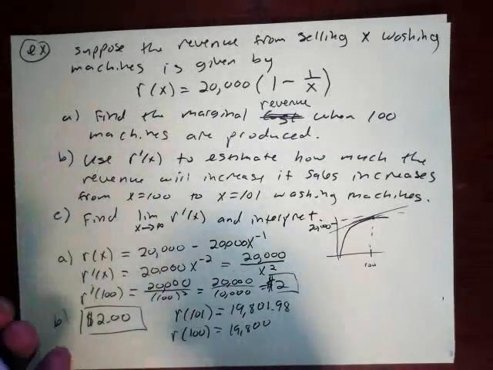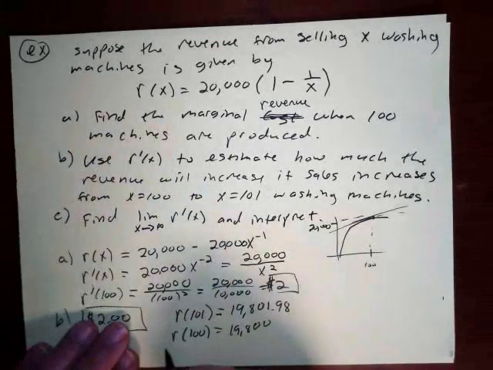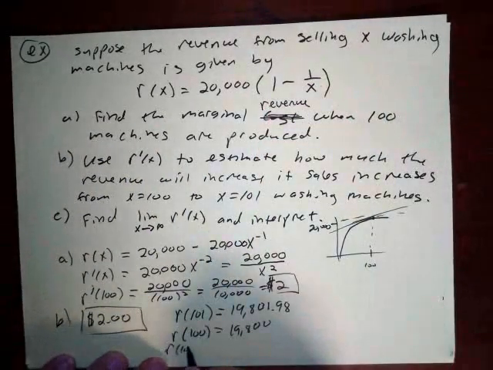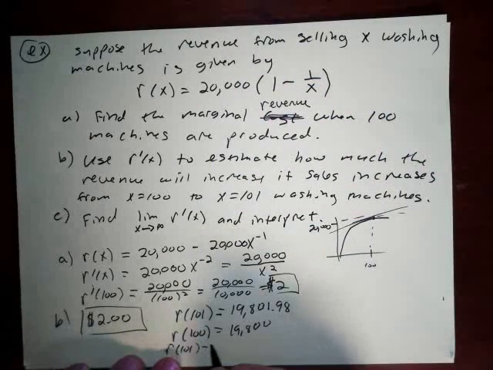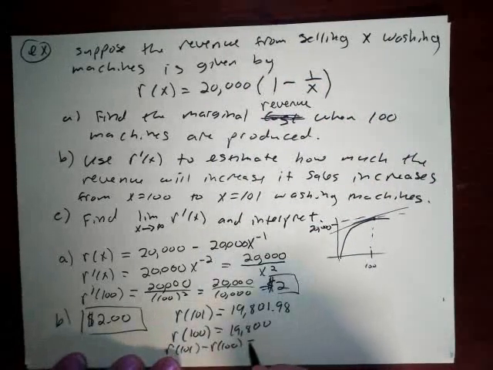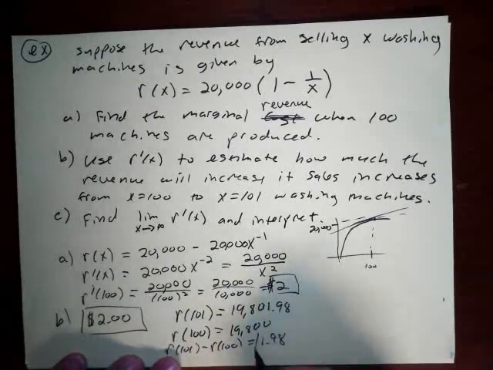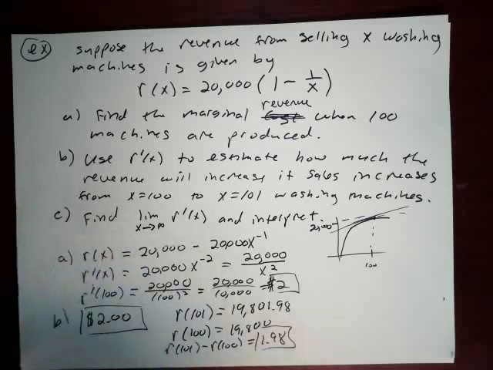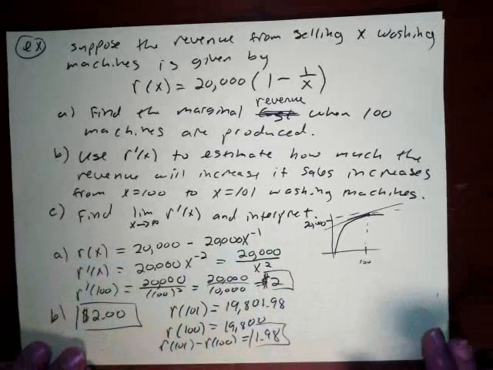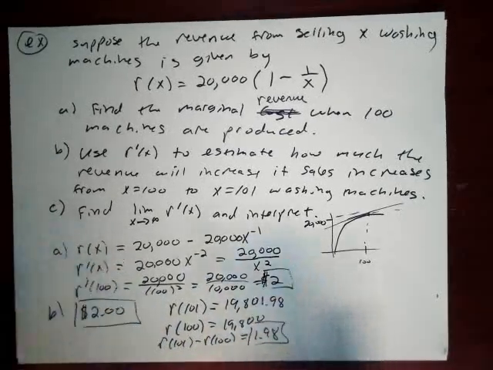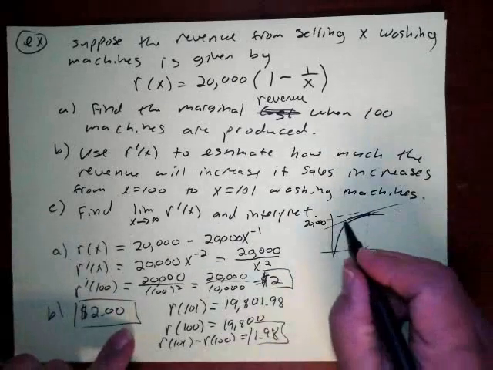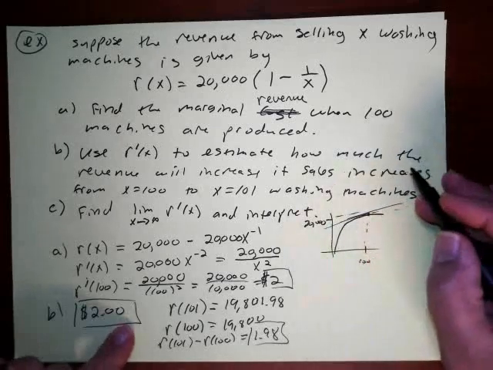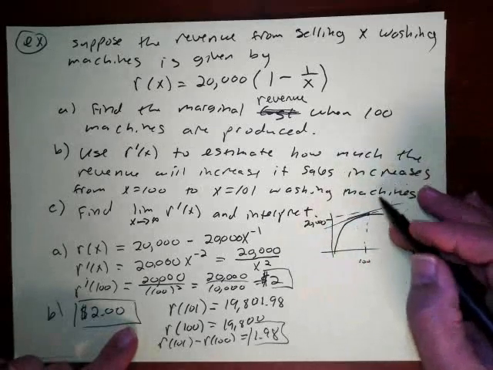19,800. And so basically, the actual amount, the difference between the two R values, so that would be like R of 101 minus R of 100, is really $1.98. So like I said, a little bit less than $2. So in other words, the marginal rate is a very, very good approximation. Okay? And I should say it depends on how level this is. If the derivative is really steep, it might not be that good of an approximation.